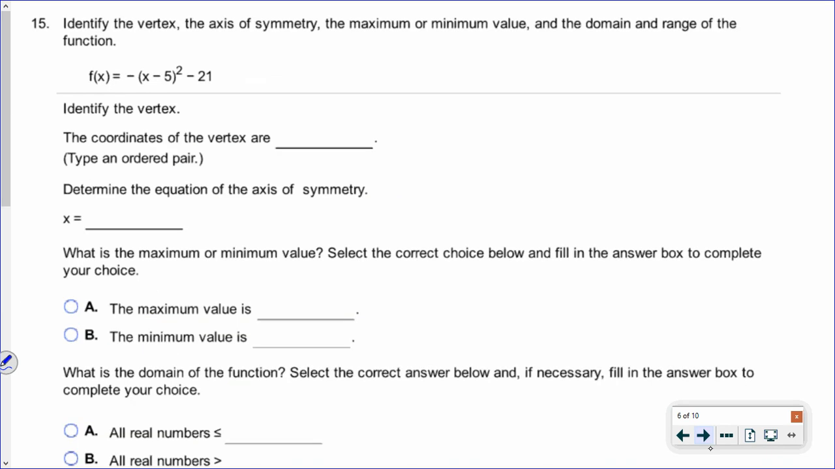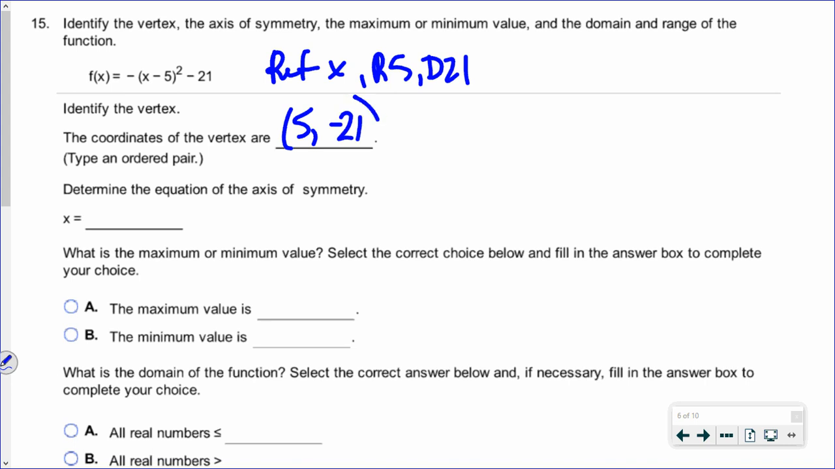Number 15. Identify the vertex, the axis of symmetry, the max or min value, and the domain and range. Love, love, love this problem. Up, down, left, right, stretch, compress, reflect. When you look at this thing, what's the negative doing? It's reflect over the x-axis. Then what? What's the minus 5 do? Right 5. What's the minus 21 do? Down 21. So now, what are the coordinates of my vertex? Right means positive 5. Down means negative 21.